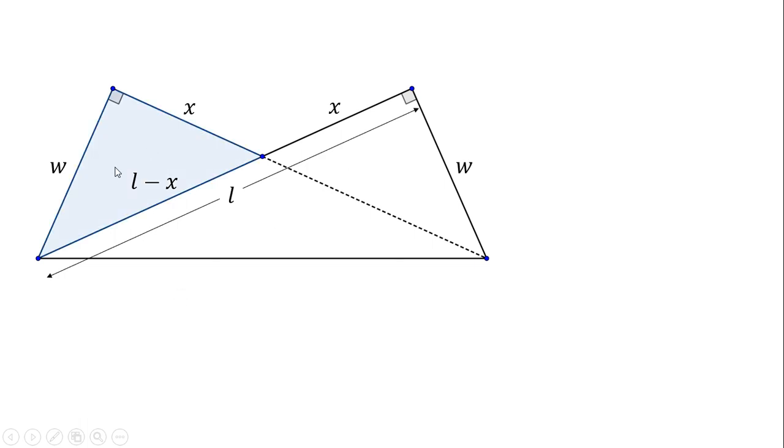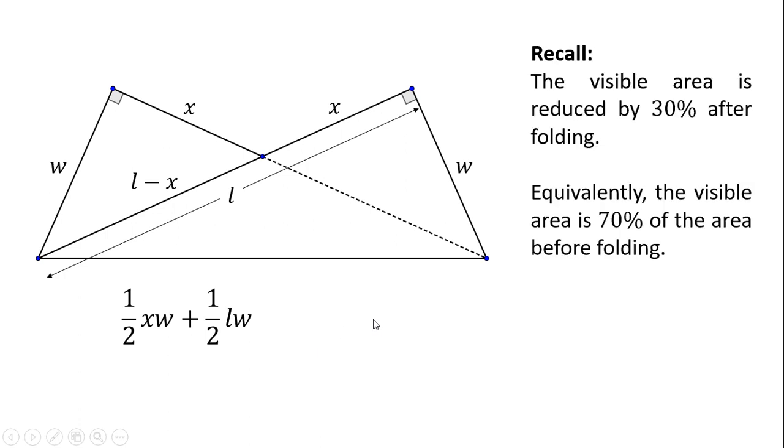Now, the area of this right triangle is just 1/2 XW, and the area of the second right triangle is just 1/2 LW. And so the total area of this figure is just the sum of these two expressions, 1/2 XW plus 1/2 LW.